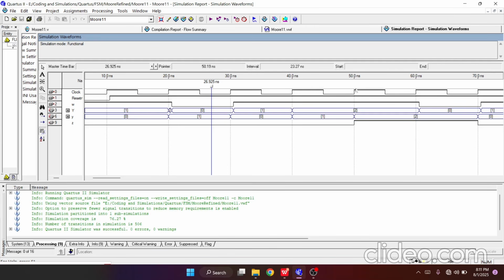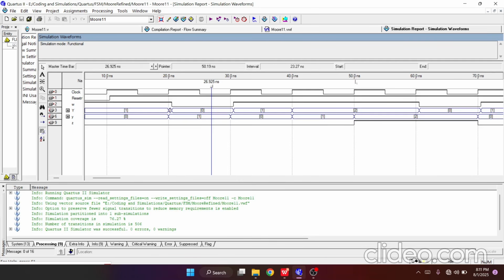Now at this positive edge also, this capital Y equal 2 is transferred to small y equal 2. That means now you are in C state.